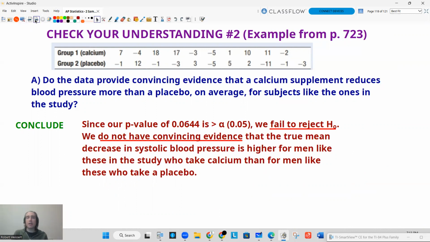We do not have convincing evidence, it's not statistically significant evidence, that the true mean decrease in systolic blood pressure is higher for men like these in the study who take calcium than for men like those who take a placebo.